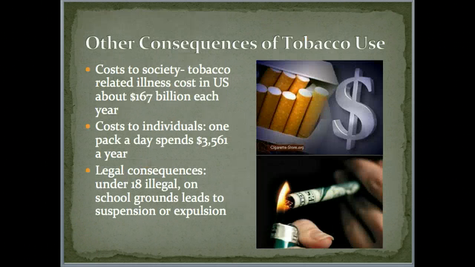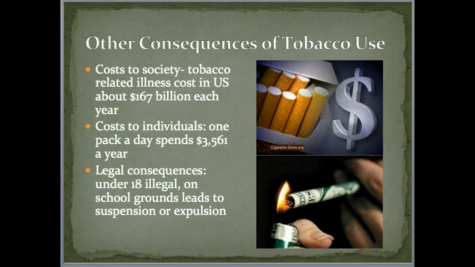Some other consequences of tobacco use, if we look at society: tobacco-related illnesses cost the U.S. about $160 billion each year. People are going to the doctor. People are leaving work. People are having higher insurance costs. These may not seem like things that directly affect us, but our insurance costs go up. Our medical bills go up to cover these other people who are, again, being hurt or being sick by a choice they're making by choosing to smoke.